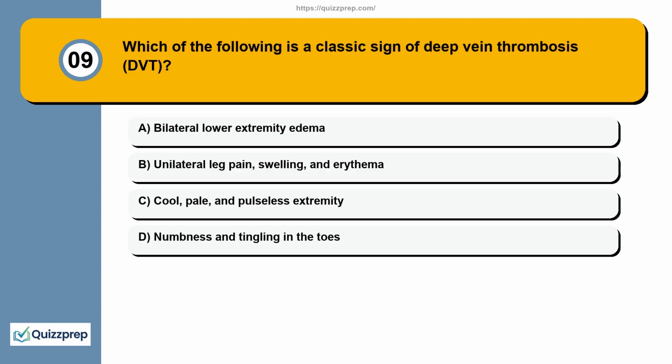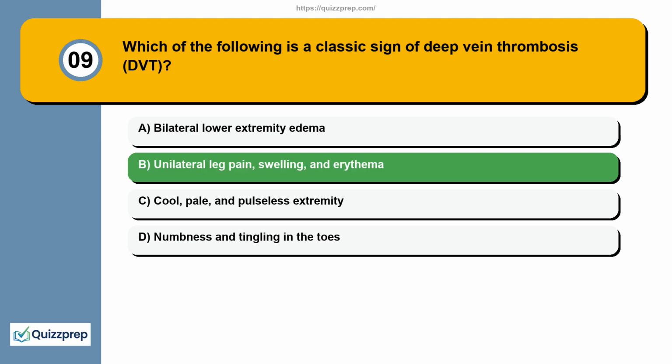Question 9. Which of the following is a classic sign of deep vein thrombosis, DVT? Here are your options. Option A. Bilateral lower extremity edema. Option B. Unilateral leg pain, swelling, and erythema. Option C. Cool, pale, and pulseless extremity. Option D. Numbness and tingling in the toes.